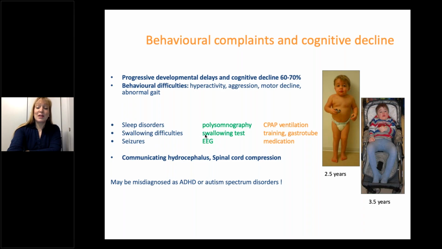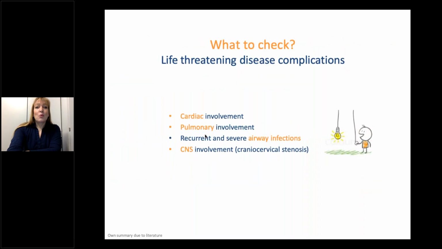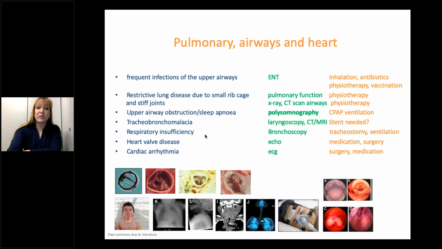Seizures are one topic that need to be treated, and also hydrocephalus or spinal cord compression are big topics in these patients. What is the life-threatening disease complication in these patients? We have the cardiac involvement, the pulmonary, the airway infections, and the CNS, the craniocervical stenosis. And as we said with the ENT system, also here the frequent infections of the airways need inhalation, antibiotics, physiotherapy, and also surgical interventions to solve the problem.